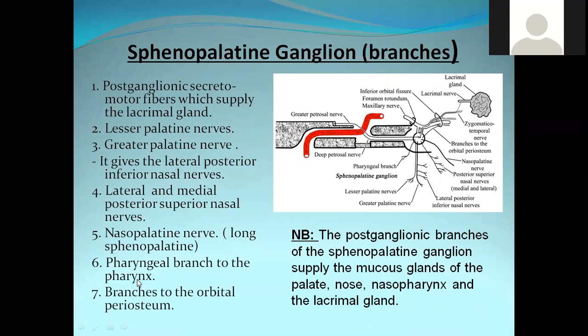Pharyngeal branch to the pharynx and branches to the orbital periosteum. So this supplies the surrounding area. So the sphenopalatine ganglion supplies the nose area. That is why we have counted this in the study. The postganglionic branches of the sphenopalatine ganglia supply the mucous glands of the palate, nose, nasopharynx, and the lacrimal gland.